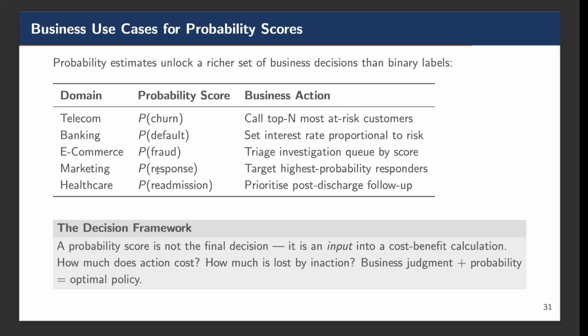So these probability scores may help to unlock many business actions. So the telco companies can call the top n most at-risk customers, and then banks can set interest rates proportional to risk, and so the probability score would be an input to a cost-benefit calculation to find the optimal business policy when it comes to decision making.